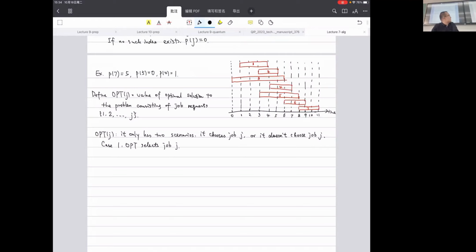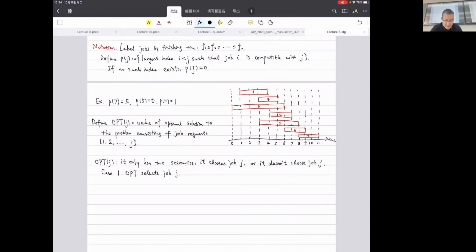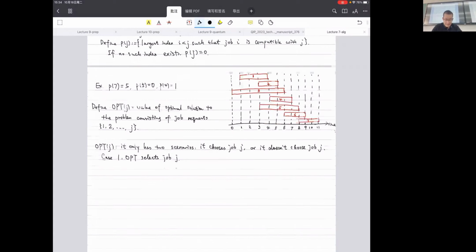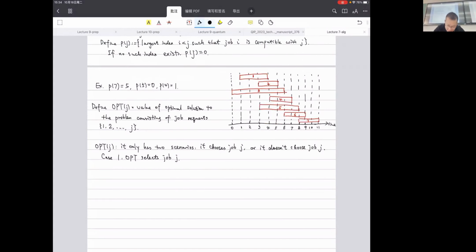So in this case, what is going to happen? Let's think about, for instance, according to the definition of PJ, PJ is the largest index such that job I is compatible with J here. So just according to this definition, we know that we can't use incompatible jobs from PJ plus 1, PJ plus 2, all until J minus 1.